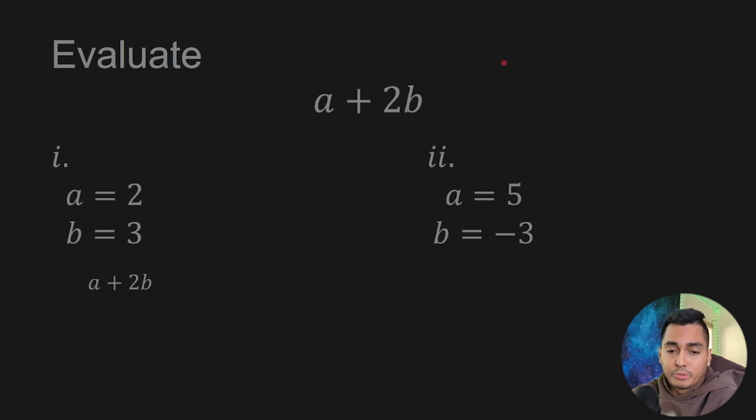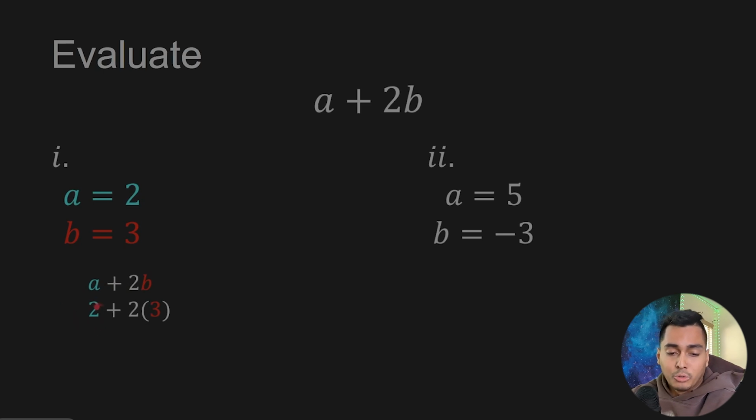Okay, so our first example is: evaluate this expression, a plus 2b. In this first part, we have a equals 2 and b equals 3. So let's go ahead and evaluate a plus 2b. We're going to start by plugging in the value a equals 2, and look, we have an a here, so we're going to replace that a with a 2, and b equals 3, so we're going to replace that b with a 3. Okay, so evaluating that out, we have 2 plus 2 times 3, because we replaced these terms. So 2 plus 2 times 3 is 6, 2 plus 6 is 8. So that is our first answer.